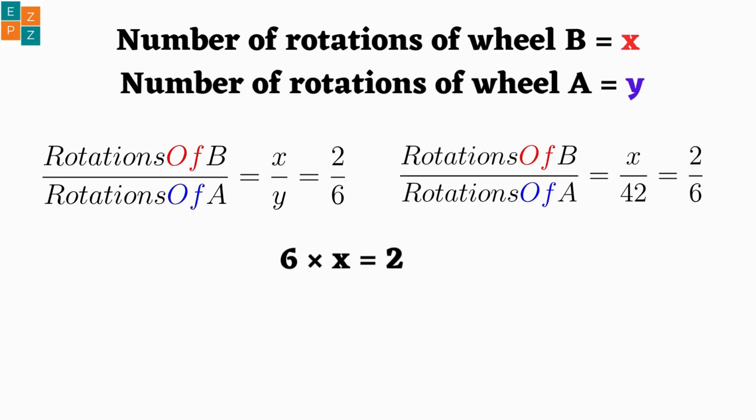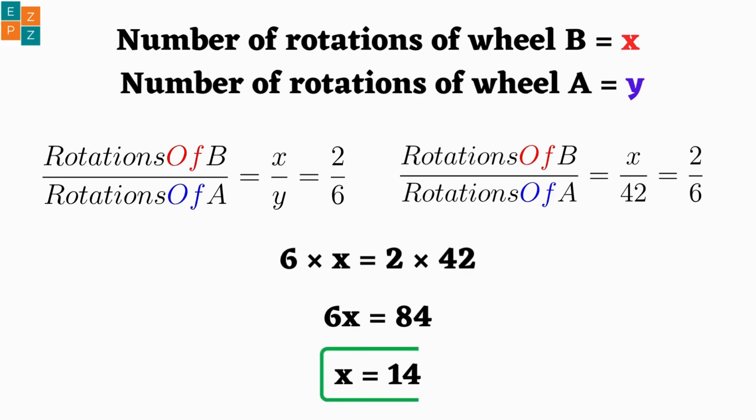6 times x equals 2 times 42, which implies 6x is equal to 84, which implies x is equal to 14. Therefore, when wheel A rotates 42 times, wheel B would rotate 14 times.